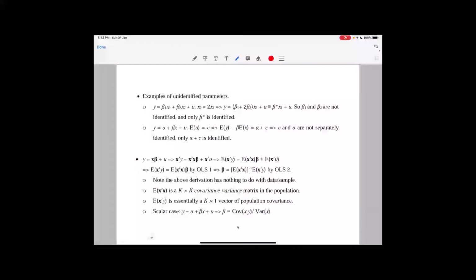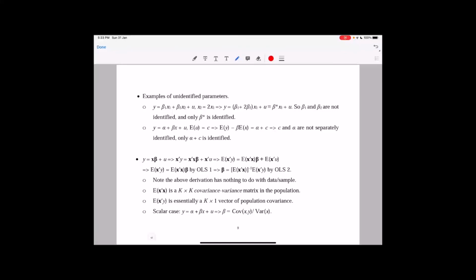So here are two very simple examples of unidentified parameters. The first case is x2 equals 2x1, so they are perfectly collinear. If you plug in, we know y equals beta 1 plus 2 times beta 2 x1 plus u, which means we can only identify beta 1 plus 2 beta 2 together. We cannot separately identify beta 1 and beta 2. This is a case of perfect collinearity.